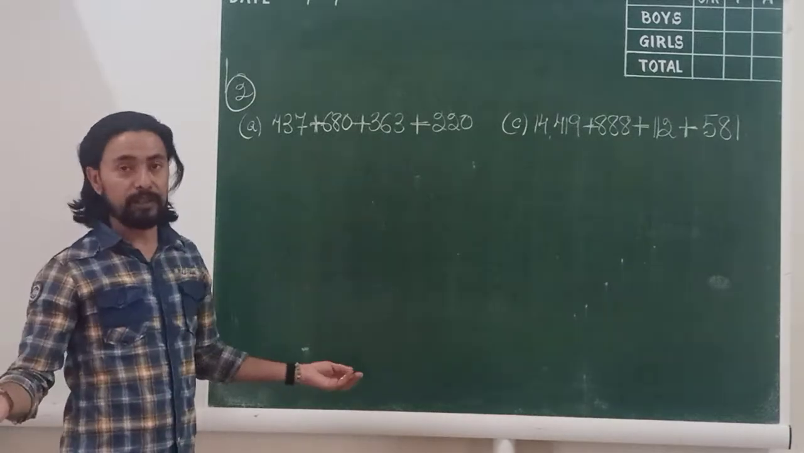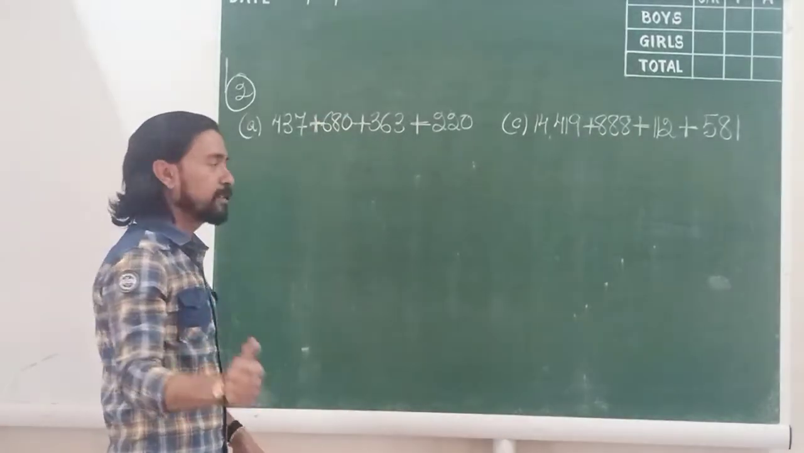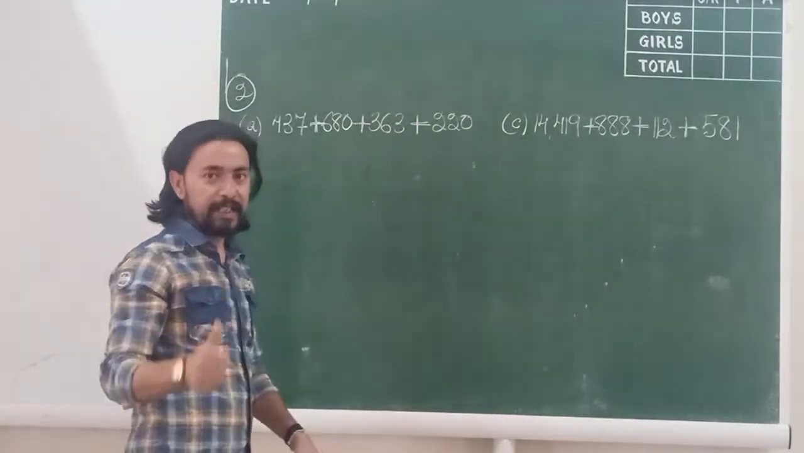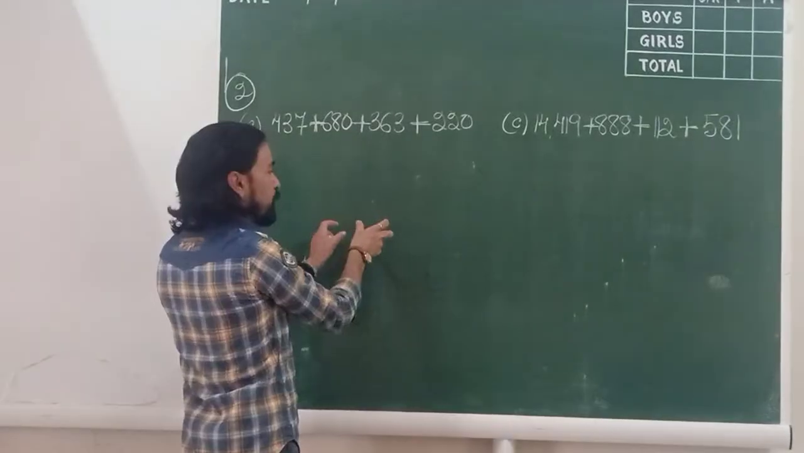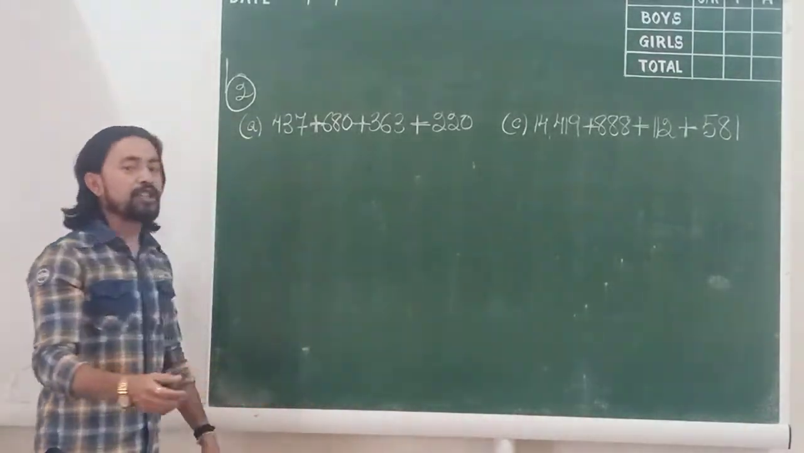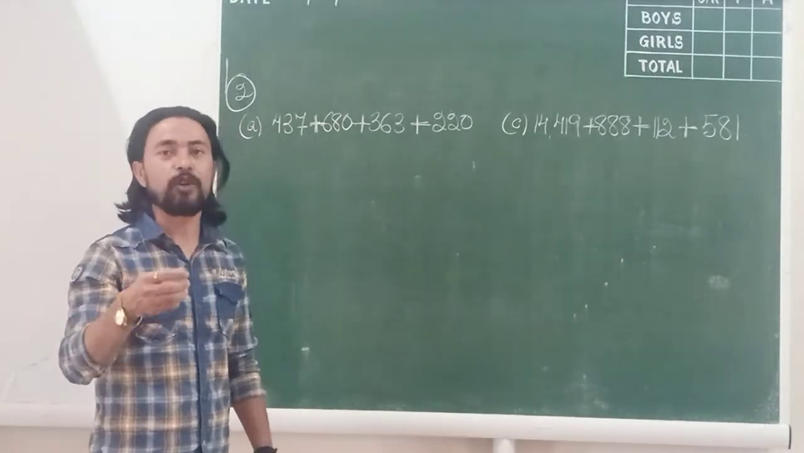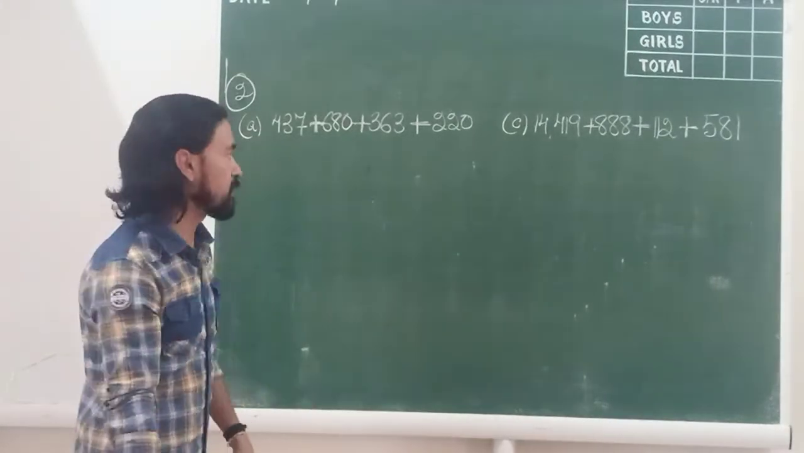You can add in any order, it doesn't make any difference. You can add these 2 numbers and get an answer. You can add these 2 numbers and get an answer. And the answers need to be added to get your final answer. But rearrangement is the method by which you try to find out an easier way of adding your sum faster.